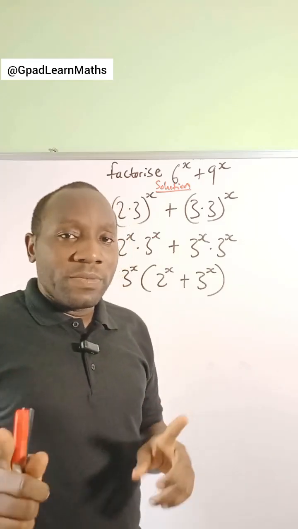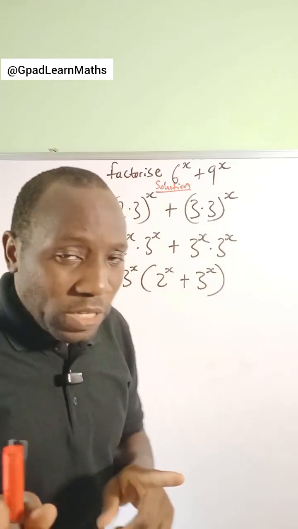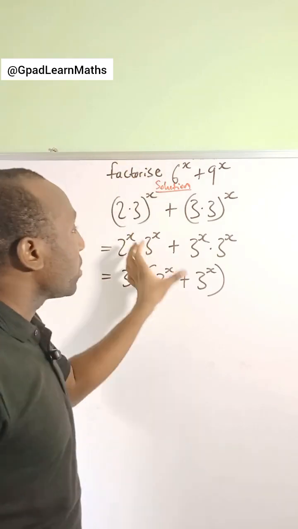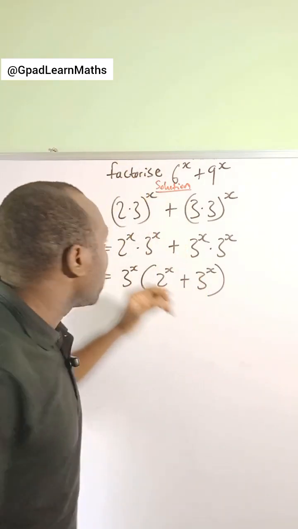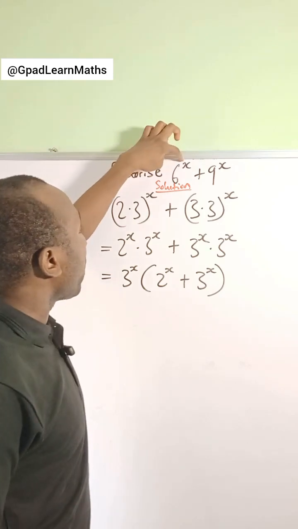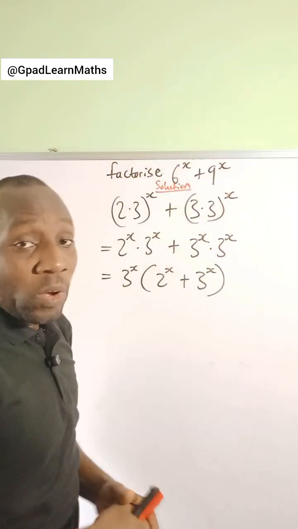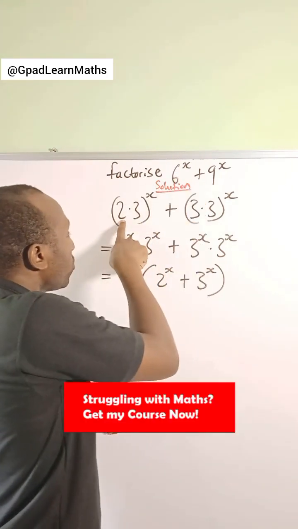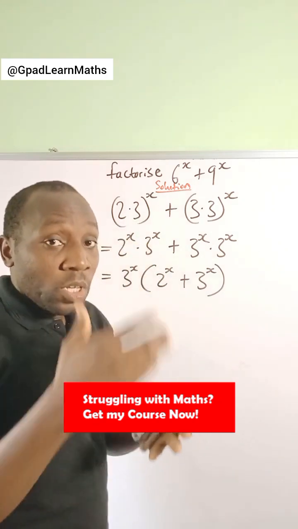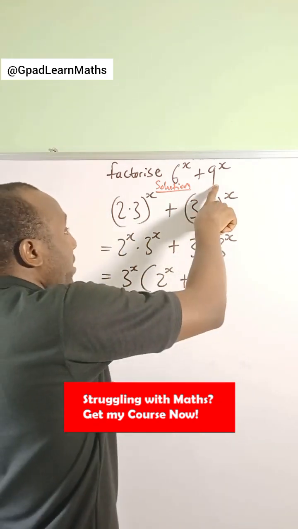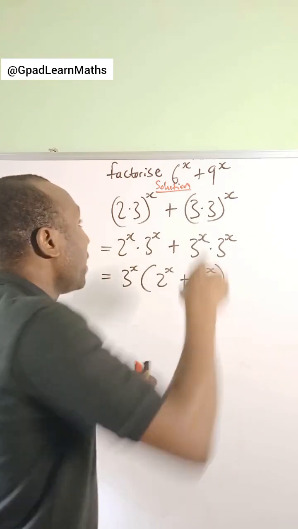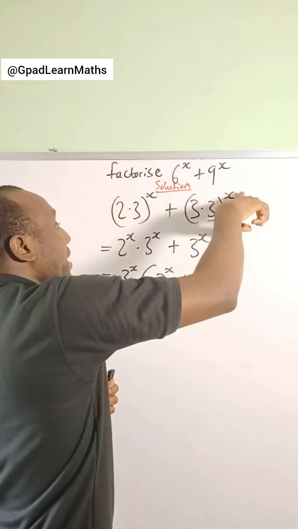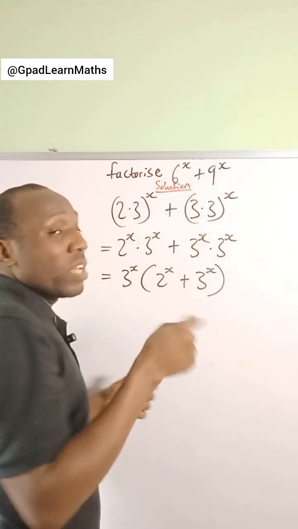There was a video that went viral, and the question I solved in that video is this, and this was the way I solved it. Factorize 6 raised by x plus 9 raised by x. So what I did was to make 6 become 2 times 3. Of course, 2 times 3 is 6. The same thing as 9, 3 times 3 is 9. And I still had to maintain the power because this power is applied to 6.